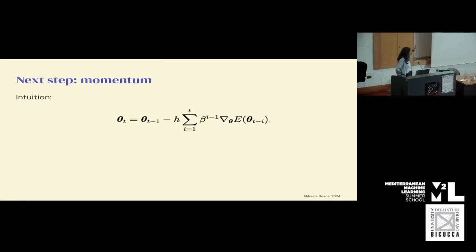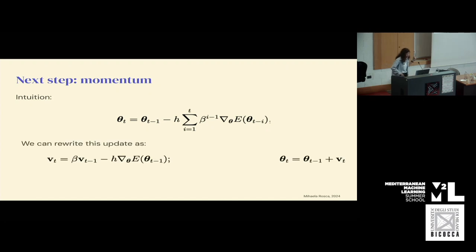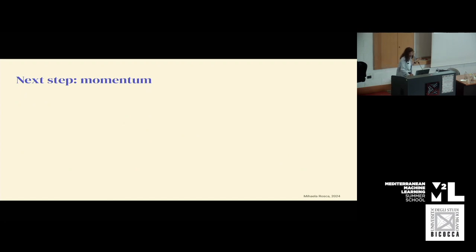Of course, we don't usually write it like this, because this would be very memory inefficient, because it means that I would have to hold in memory all previous gradients. But instead, we can write it using a momentum buffer, and this is the update that you're most familiar with. So that's it. Simple intuition, and now we've derived momentum.